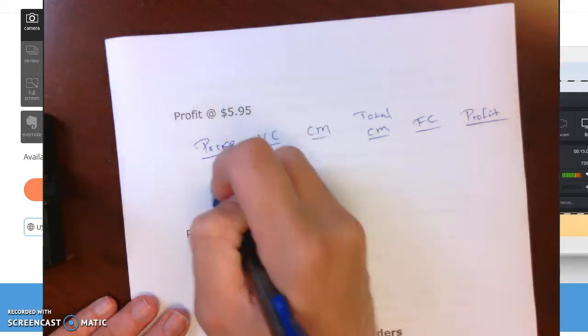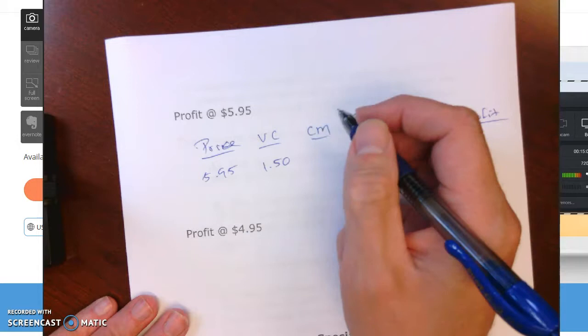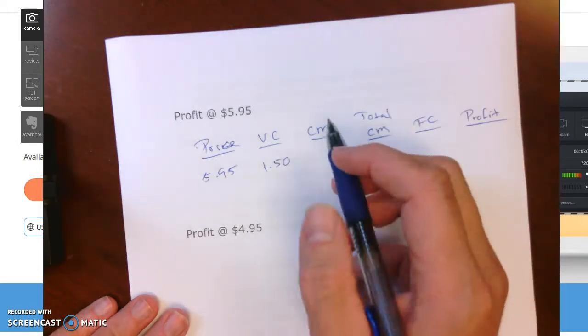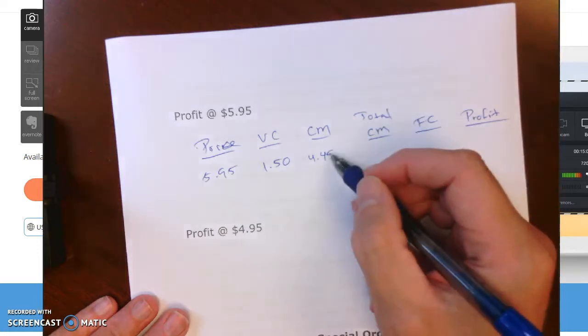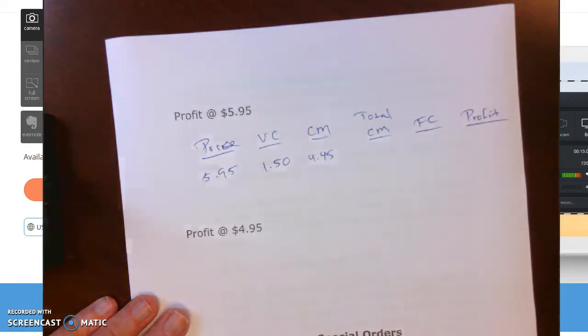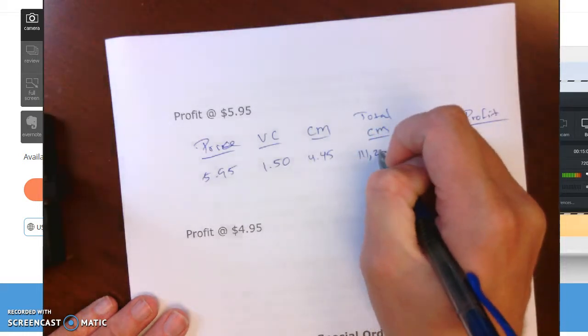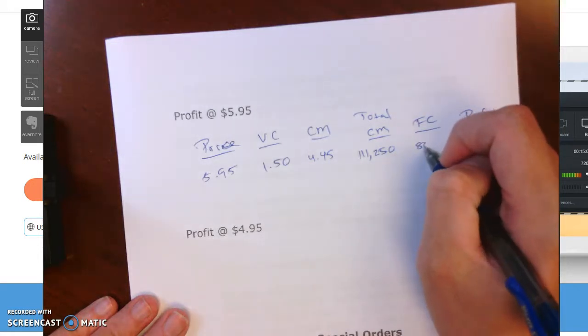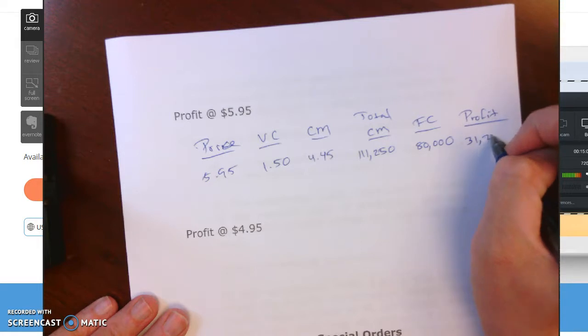And we can come over here, we can say $5.95. Variable cost per unit is $1.50, which means our contribution margin per unit is $4.45. $4.45 times our total demand at that price point, which is $25,000. This is a total CM of $111,250. Subtract out the fixed cost of $80,000, gives us a profit of $31,250.